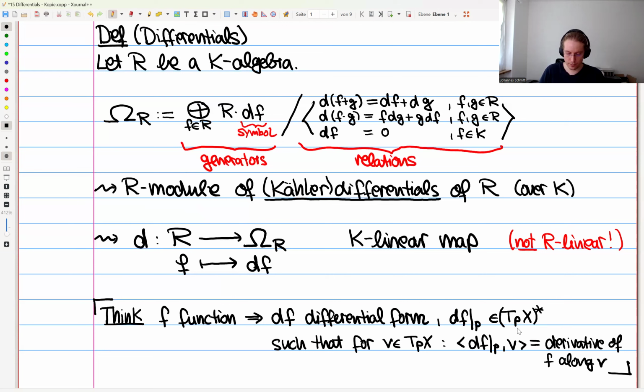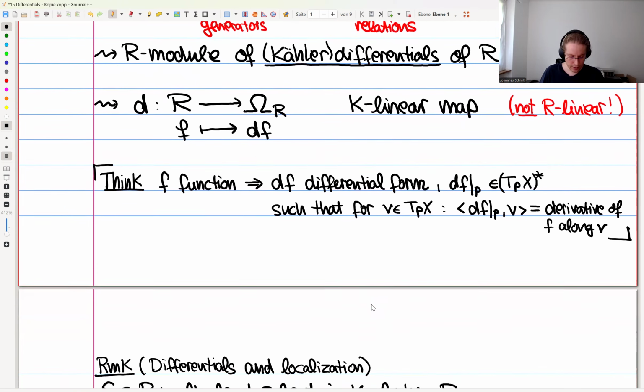And if you want to explain these rules, you should just think that if you now have a tangent vector to x at the point P, then pairing these two, so this is in the cotangent space, this is a tangent space, so you can pair them, you get a number. And this pairing here should give you the derivative of the function f along this vector v. So I think we don't really make this precise in this context, but this is what you should have in mind if you want to understand all of these rules here, for example. Okay, so this was the abstract module.